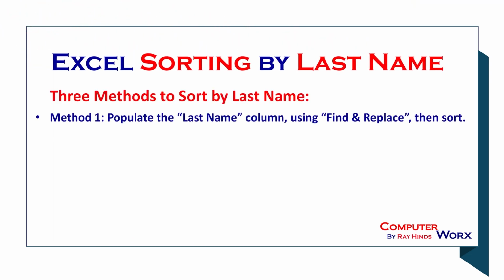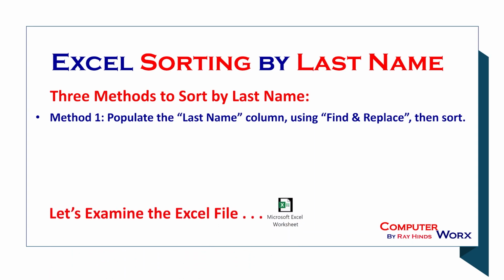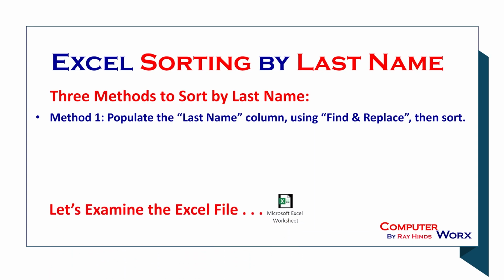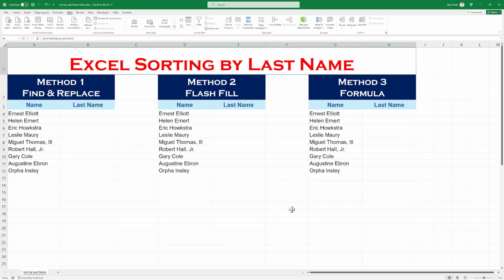Sorting by last name. The first method is populate the last name column using find and replace, and then sort. Let's see what happens here. Let's take a look at our sample data. Go over to our spreadsheet, and I've built a spreadsheet here, and we've got method 1, 2, and 3, and the first method is find and replace.